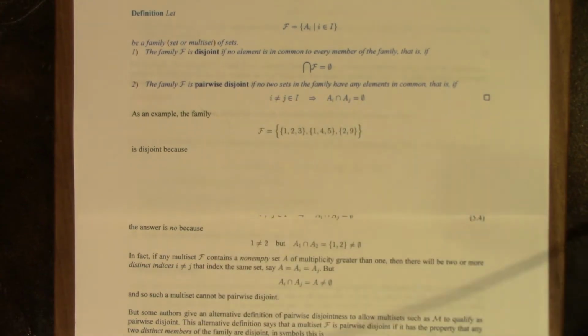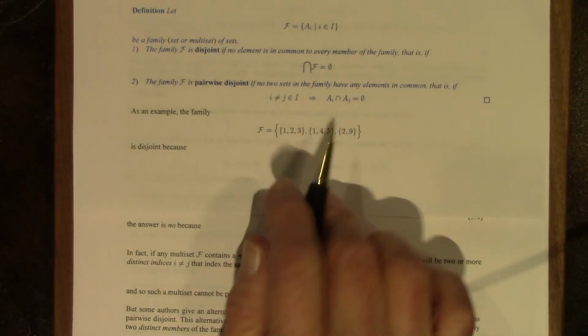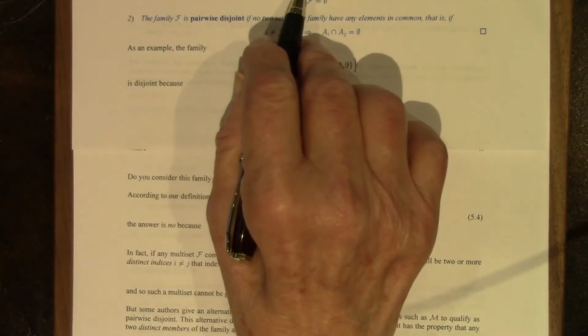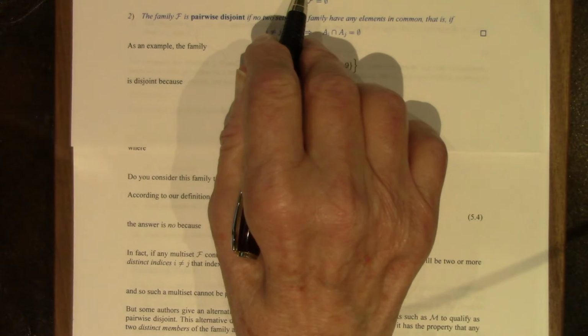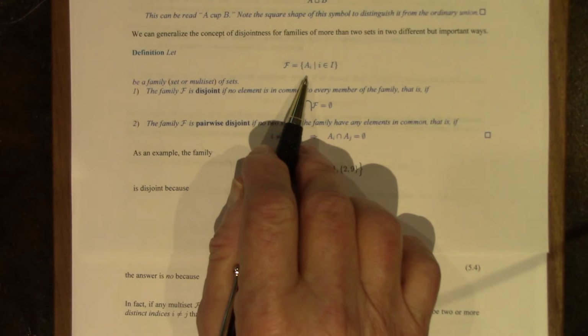The concept of disjointness can be generalized to families of more than two sets. And the interesting thing about this generalization and others, oftentimes when you have a concept defined for two objects, two sets, there is more than one generalization that turns out to be useful. And that's the case here. So let's say we have a family of sets. It could be a set of sets, or it could be a multiset of sets. Doesn't matter.